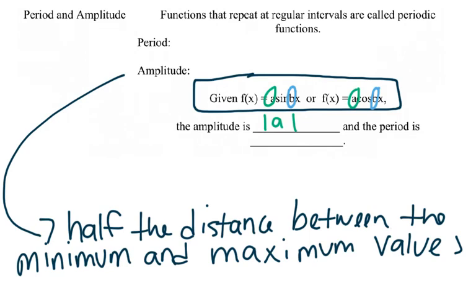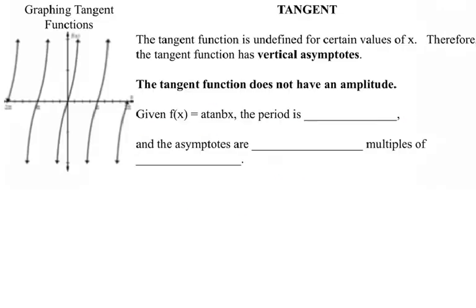B is a little different. It's got a formula. So B is the period. The period is found by doing 2 pi divided by the absolute value of B. So 2 pi divided by the number you find in front of x. And it's always going to be positive. So a period is always going to be positive, and an amplitude is always going to be positive. Okay, and we'll do some problems like that in just a minute.